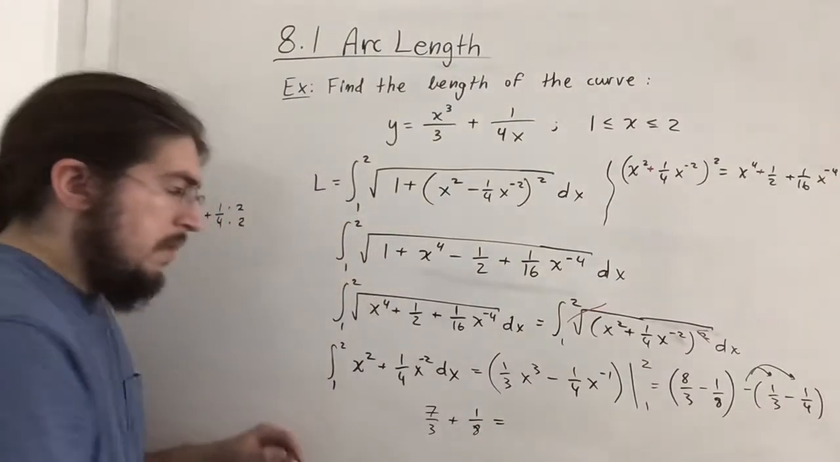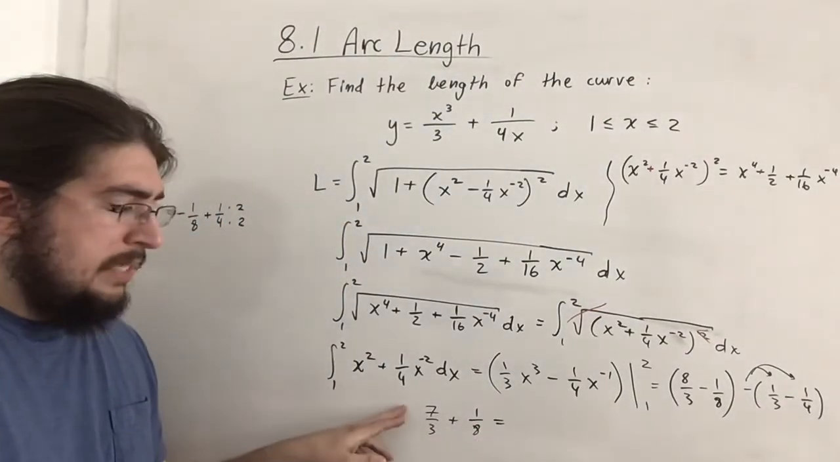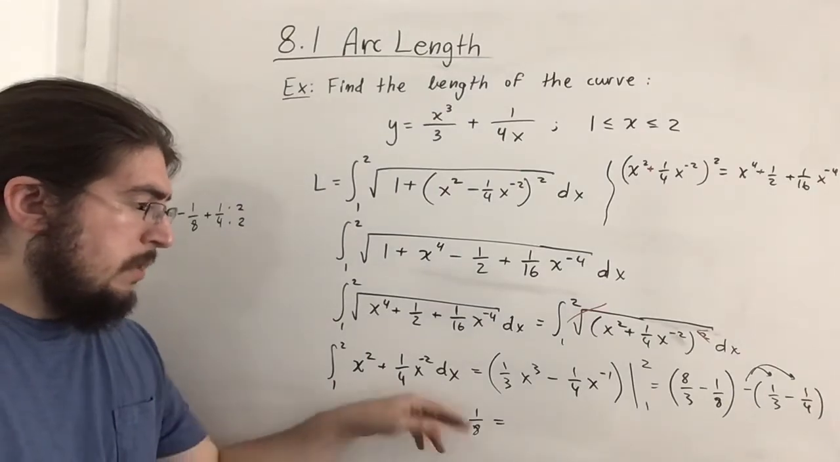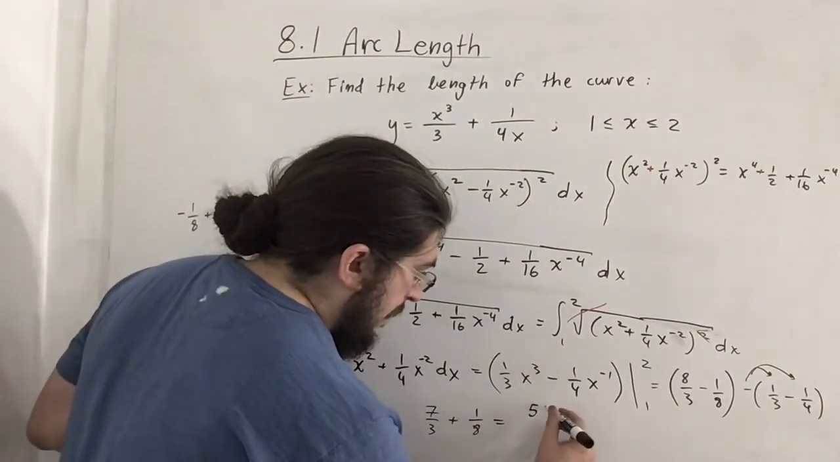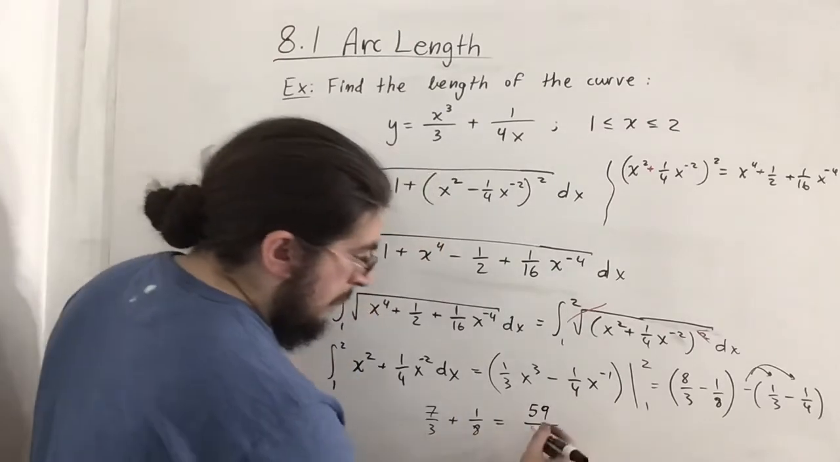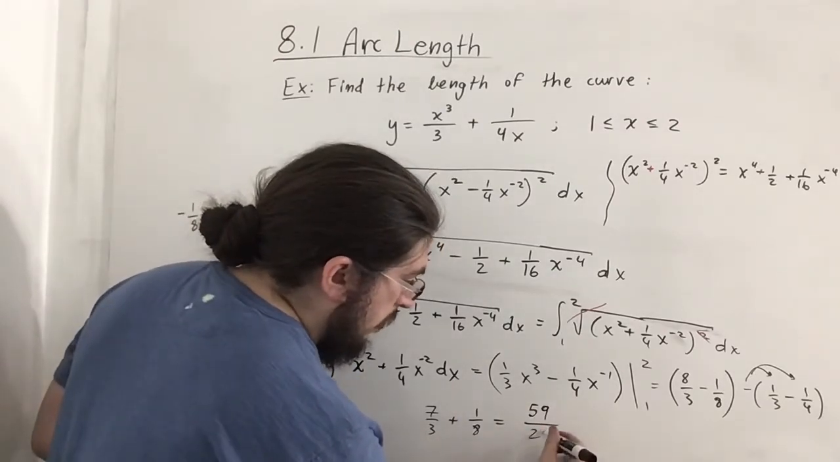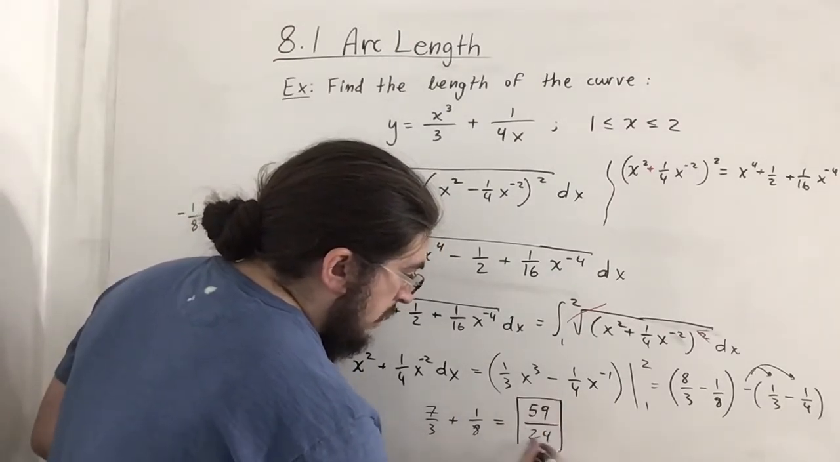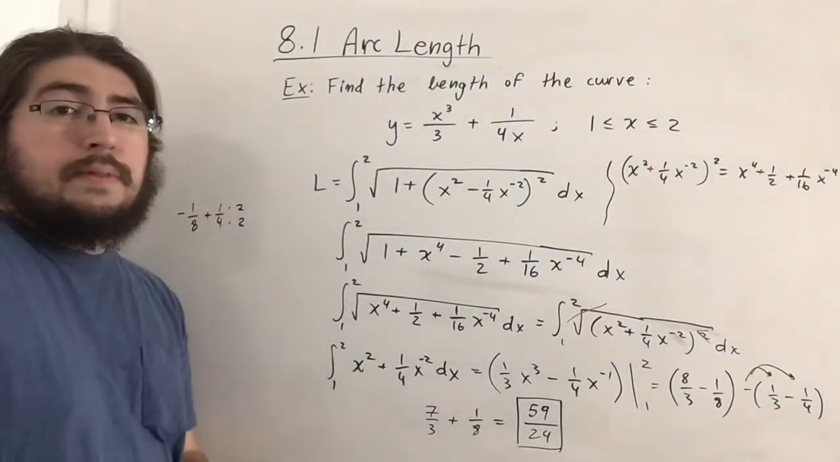And if we want to combine them into one fraction, that's going to be 8 times 7, which is 56, plus 3 times 1, which is 59, all over 3 times 8, which is 24. So I'm going to leave my answer like this, and now we can move on to the next example.